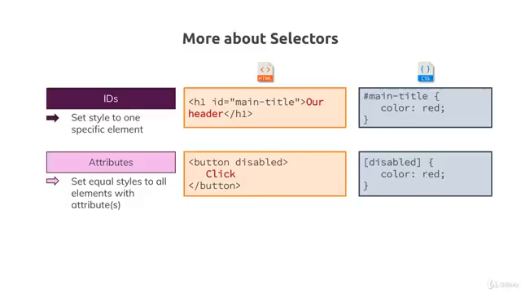So this CSS code would assign a red text to all elements, no matter if they're buttons or not, which have a disabled attribute. This is a little bit of theory. We will see all these selectors throughout the course.